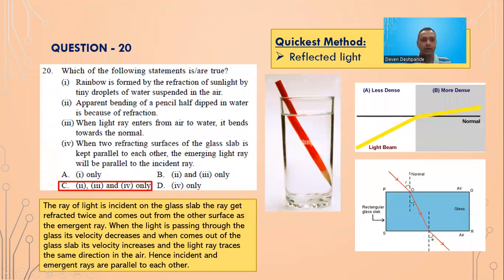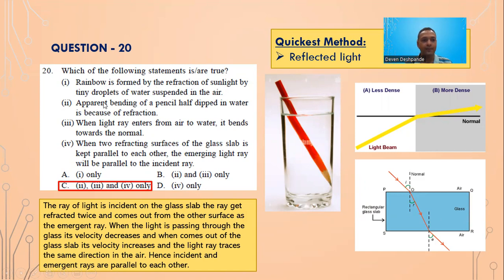Okay, next one. Which of the following statements is or are true? A rainbow is formed by refraction of sunlight by tiny droplets of water suspended in air, isn't it? So it is not exactly refraction. It is also splitting of light into different colors. So splitting of light into the 7 colors, and that's why it forms the rainbow. So the first one is not exactly true.